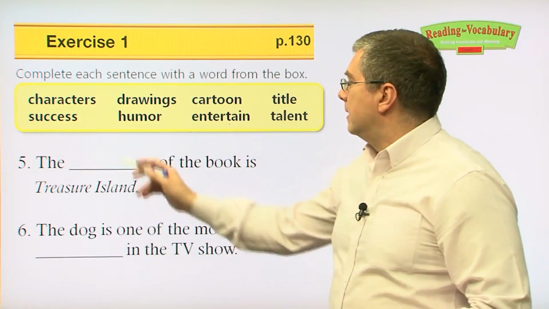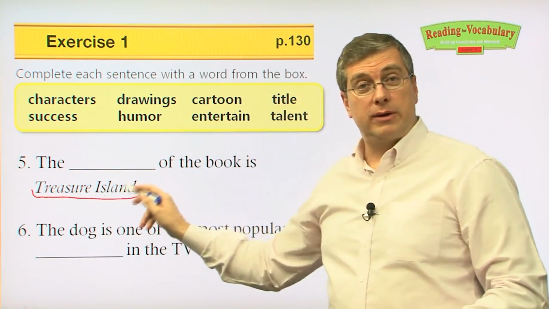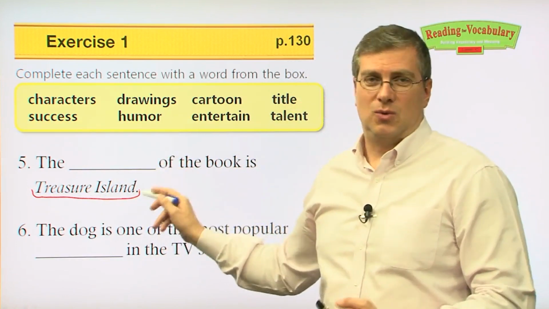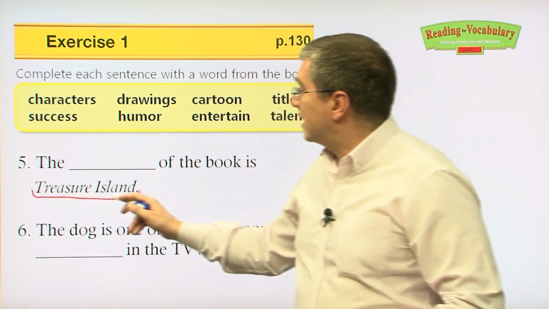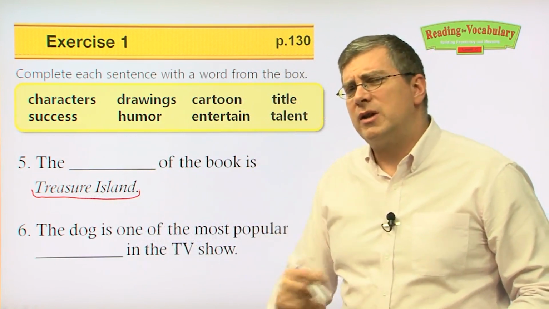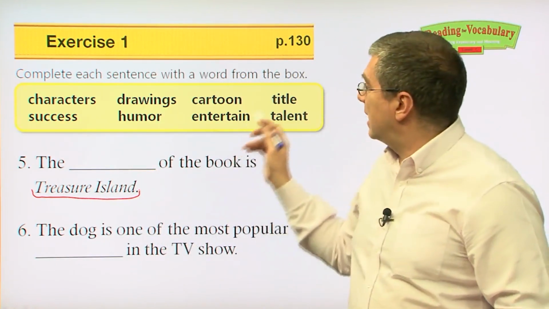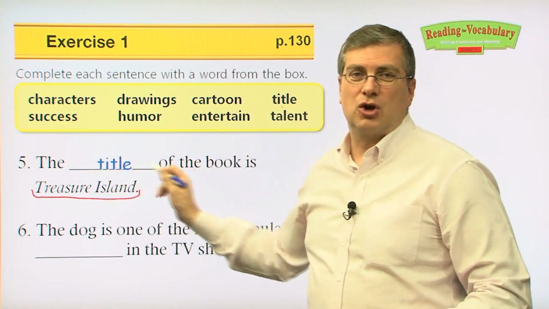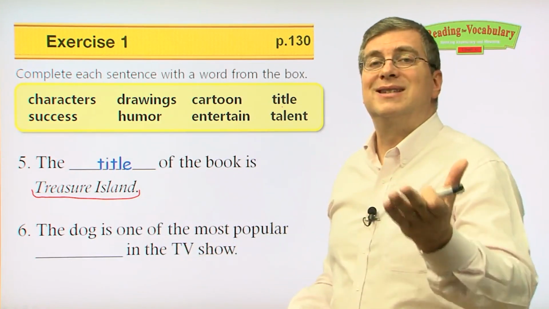Okay, next one. The beep of the book is Treasure Island. Do you know this book? It's a good book. 재밌어요. If you have a chance, read the book. It's a very good story. But this is like the name of the book, right? It's the name of the book. What's another word for name of a book or a movie, a play? We say it's the title. The title of the book is Treasure Island. What's the title of your book? If you're reading a book, what's the title?